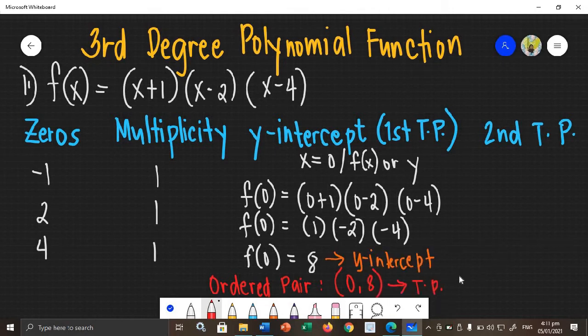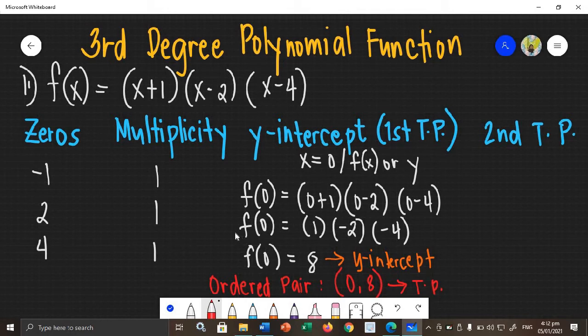Okay. Next is, how do we look for the second turning point? So, mamaya natin malalaman kung paano solvein yung second turning point. What we'll be doing is, we will graph this given. Okay? So, the first thing that we need to graph is the zeros of the polynomial function.